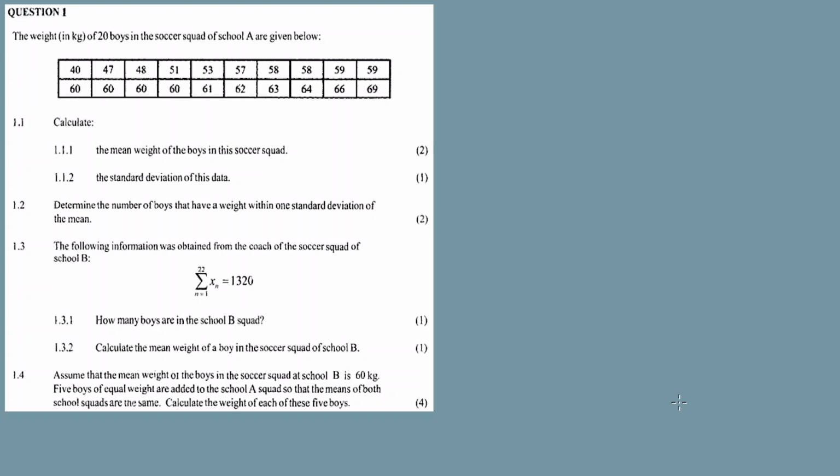Now, this is question 1. The weight in kilograms of 20 boys in the soccer squad of school A are given below: 40, 47, 51, 53. It is just a string of values, a data set, right? So there are 20 boys, and their weights are given to us. 1.1: calculate 1.1.1, the mean weight of the boys in this soccer squad.